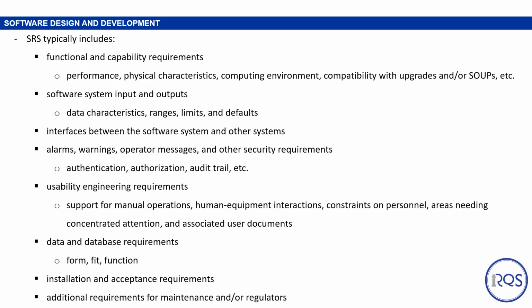The SRS also includes software system with inputs and outputs such as data characteristics, ranges, limits, and defaults. It also includes interfaces between the software system and other systems if it has systems or if it does have hardware in it. It also includes alarms, warnings, operator messages, and other security requirements such as authentication, authorization, audit trail, etc. It also includes usability engineering requirements such as support for manual operations, human equipment interactions, constraints on personnel, areas needing concentrated attention, as well as associated user documents.